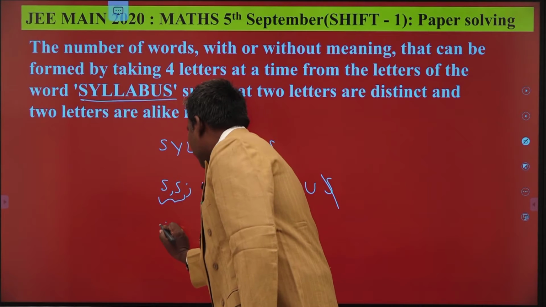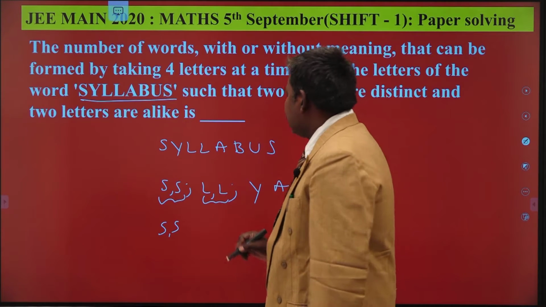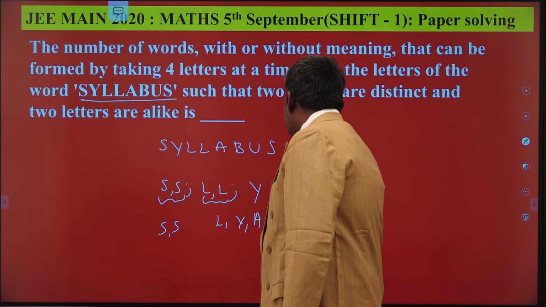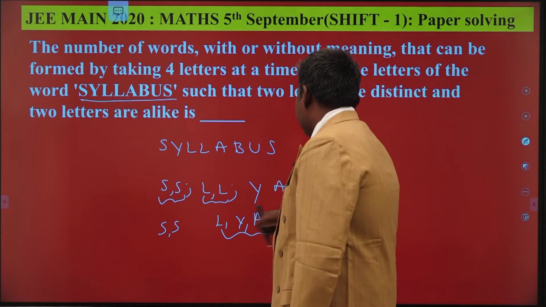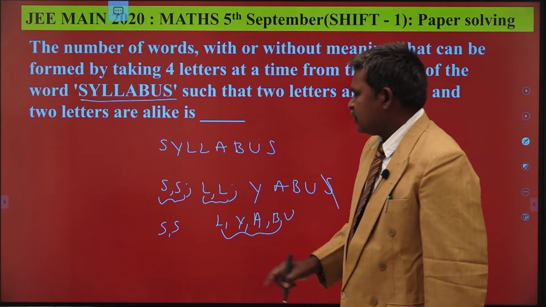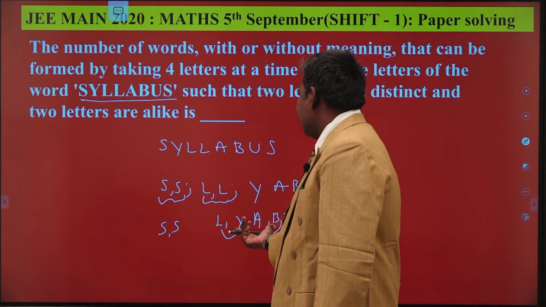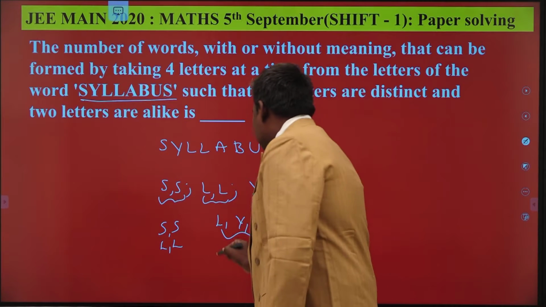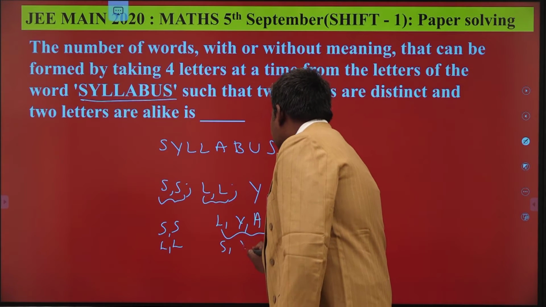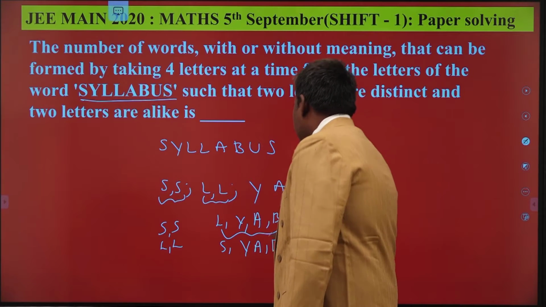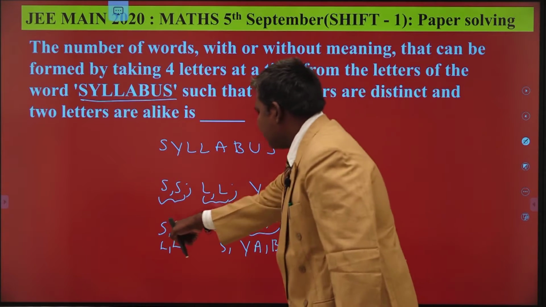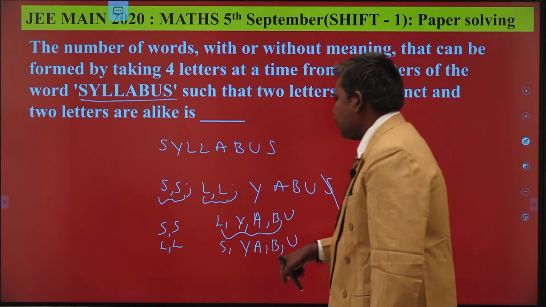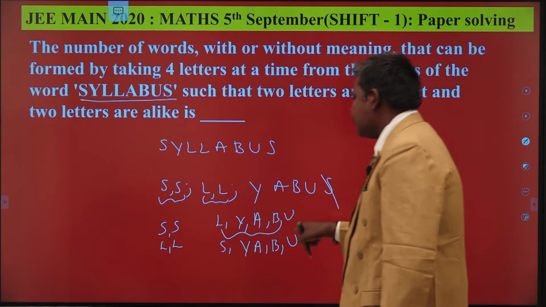Suppose S comes twice in your word, then the remaining letters are what? L, Y, A, B, U. Out of these 5, 2 may be selected. So suppose 2 S come together, the remaining 2 may be out of these 5. Suppose L comes twice, the remaining 2 may be selected from either S or Y or A or B or U. So if 2 S come together, the remaining 2 may come from these 5. If L appears twice in your word, the remaining 2 may appear from these 5.